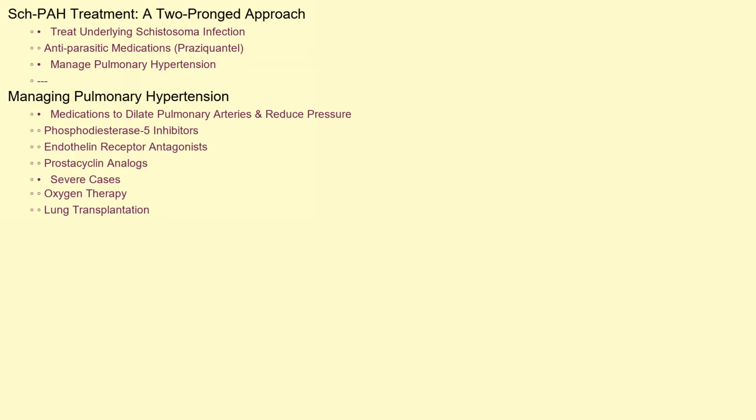The treatment of SHPH focuses on two main goals: treating the underlying schistosoma infection and managing the pulmonary hypertension. Anti-parasitic medications, such as praziquantel, are used to kill the schistosoma parasites. To manage the pulmonary hypertension, medications that dilate the pulmonary arteries and reduce pressure may be prescribed. These can include phosphodiesterase 5 inhibitors, endothelin receptor antagonists, and prostacyclin analogs. In severe cases, oxygen therapy or even lung transplantation may be considered.